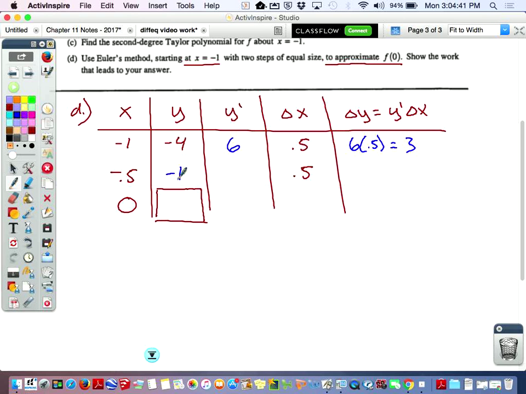Now, this one might get a little tricky. We're going to plug in -0.5 and -1 into the derivative. When we do that, now you guys aren't going to like this, but you end up getting a y prime value of 13/4, those scary fractions. And then we're going to multiply 13/4 times 0.5, same as multiplying by 1/2. That creates a denominator of 8. So we get a delta y of 13/8. When that gets added to -1, we get a value of 5/8.